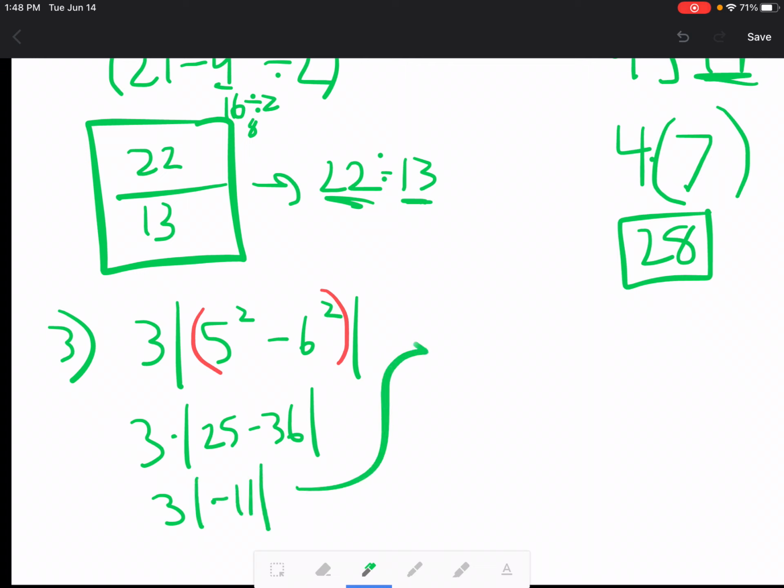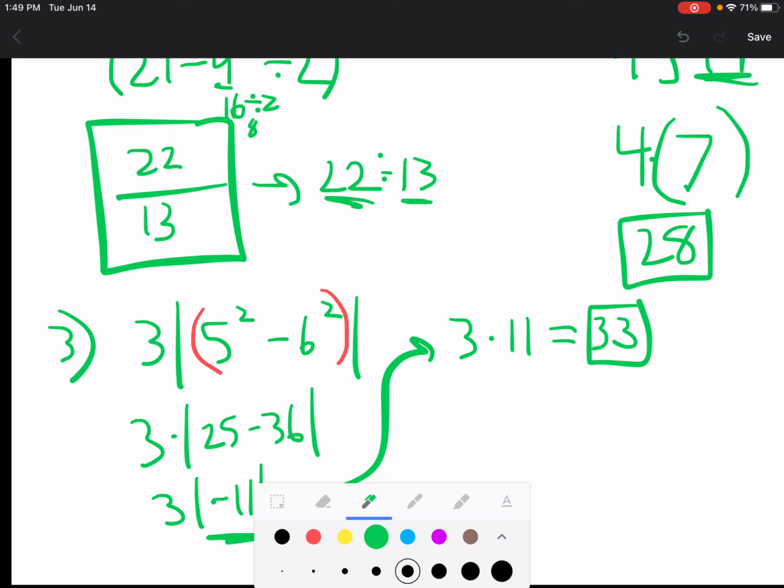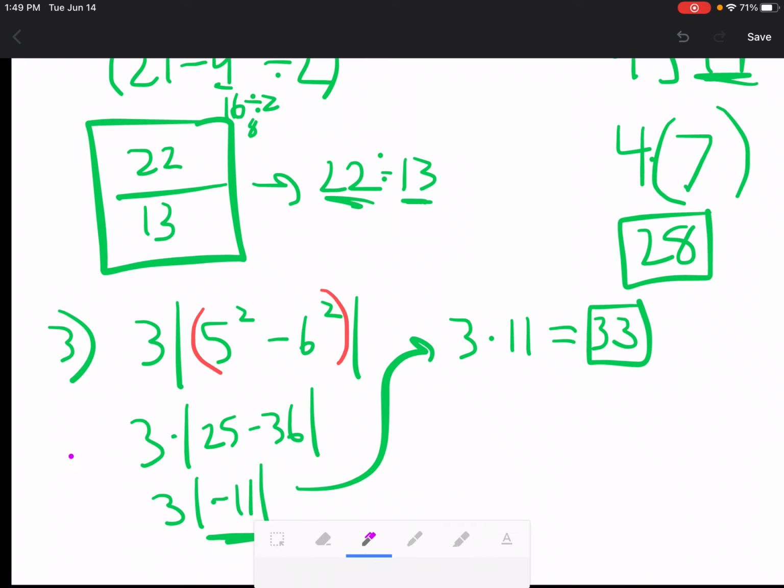I'm going to continue my problem over here. So now I'm going to take the absolute value. So absolute value essentially makes anything inside of it positive. And so that's going to make it 3 times positive 11, which is just 33. Now, we've got to be careful. Little warning. So let's do this in purple here. So let's just put a little warning sign here.